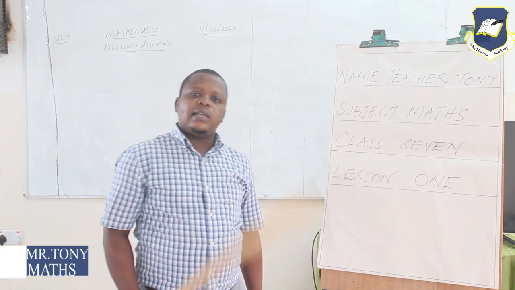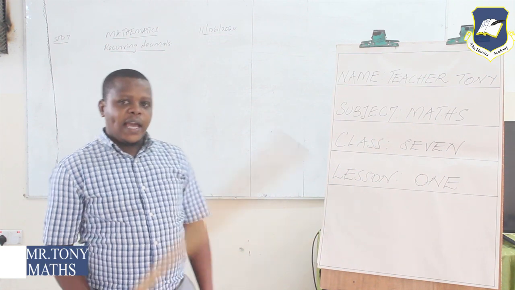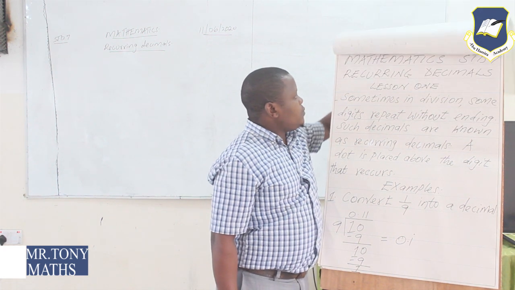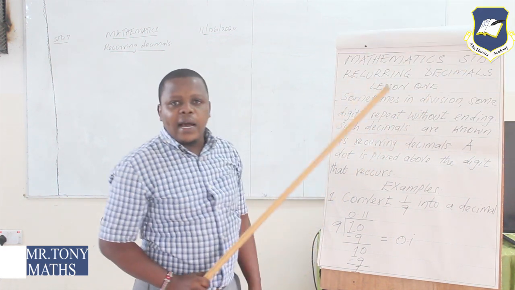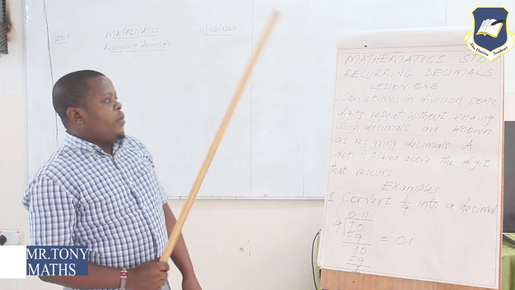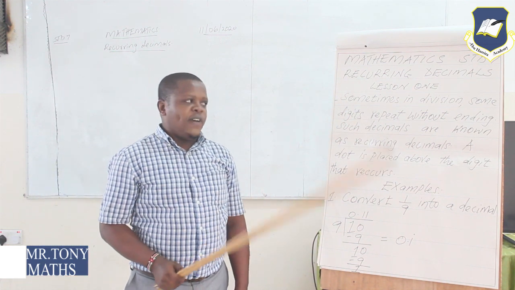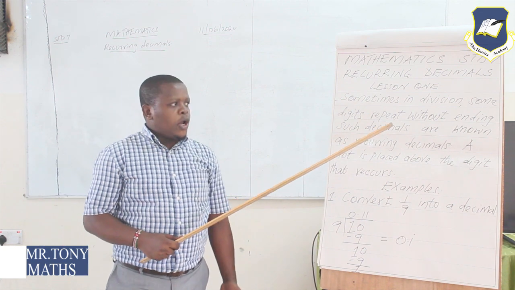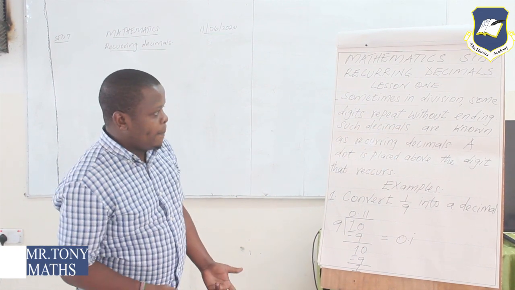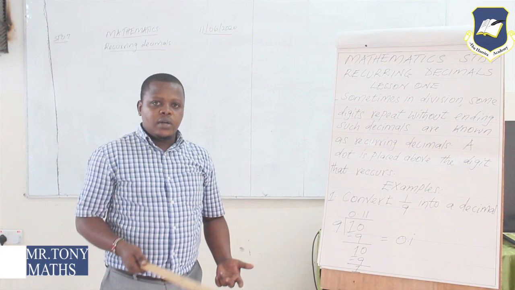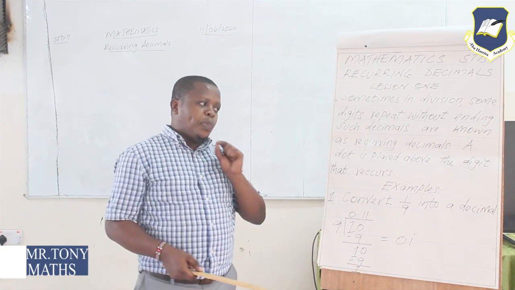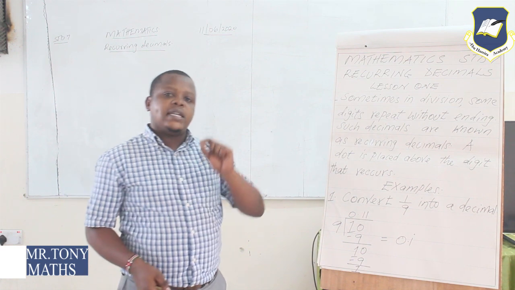It's mathematics, class 7, and we are in lesson 1. In our lesson 1, we are doing recurring decimals. So we find out that sometimes in division, some digits repeat without ending. Such decimals are known as recurring decimals, and a dot is placed above the digit that recurs.